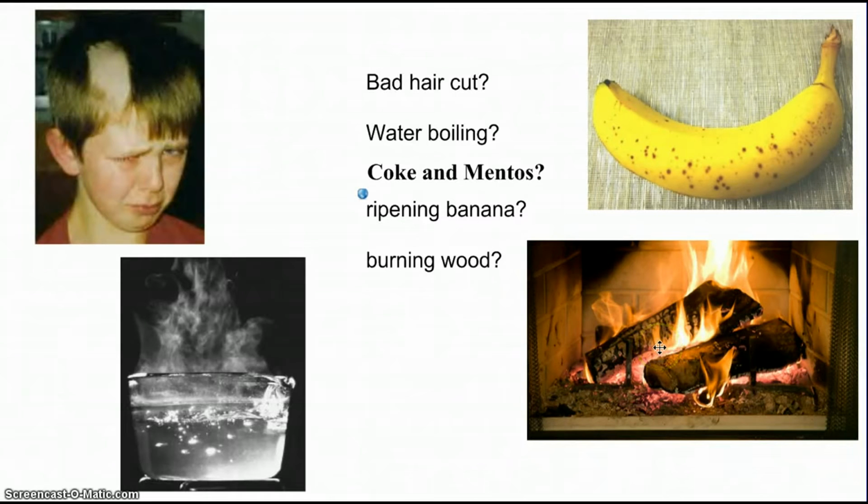Burning wood. Lots of signs of a change going on here. We have a new substance being made for sure. Ash. That ash was not there in the beginning. We have a change in temperature. We have a change in color. We have a change in odor. Okay, all these things point to the fact that wood burning is a chemical change. Okay, but we always have to ask ourselves, is there a new substance being made?